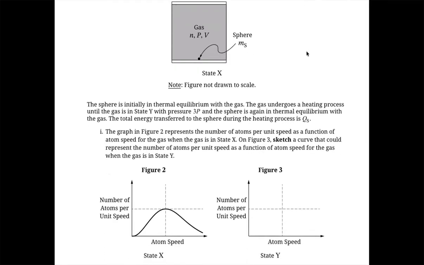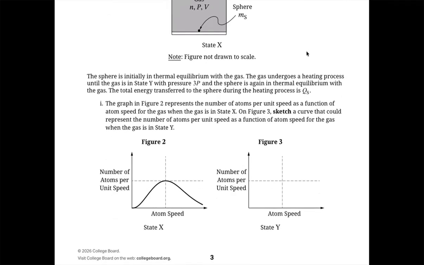So part A, I, the graph in figure 2 represents the number of atoms per unit speed as a function of atom speed for the gas when it's in state X. So since we are tripling the pressure through this heating process, keeping the volume fixed, increasing the temperature of the gas, we should have the average speed increase, as well as having the distribution of the atoms sort of spread out a little bit more.